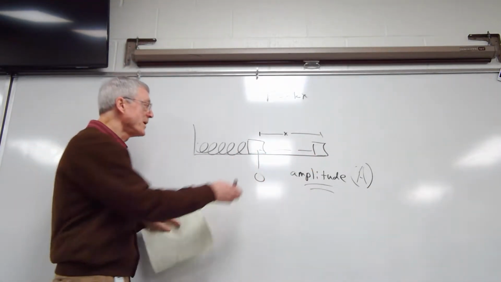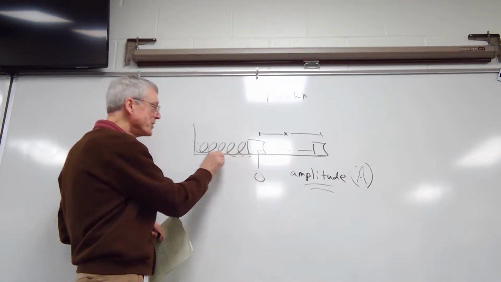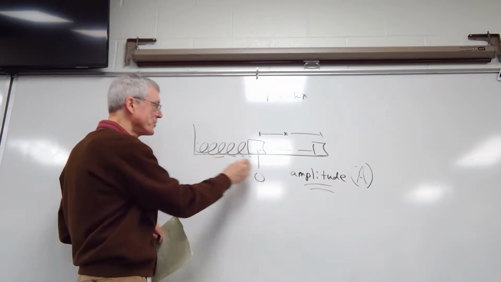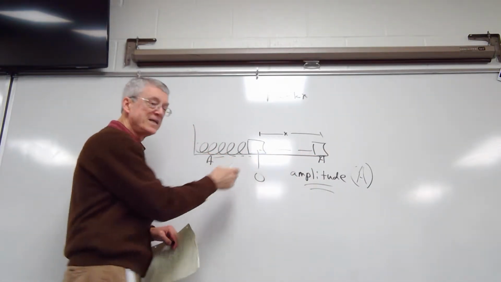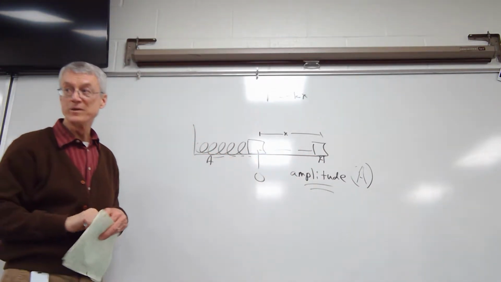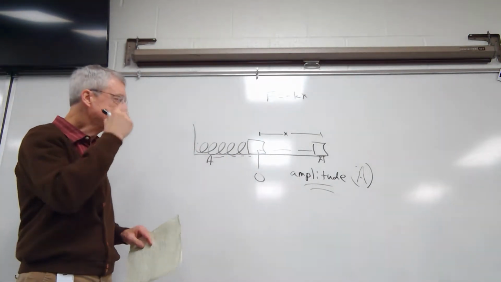It should be the same back this way as well. If it's an ideal spring, it would compress the same distance. So that's the distance A, and this is also distance A from equilibrium. Okay, that's just getting the word amplitude in there for you.